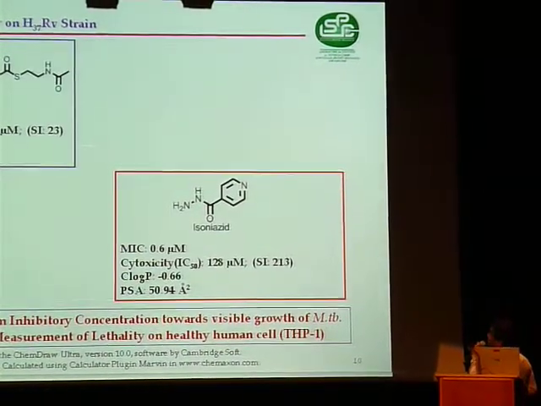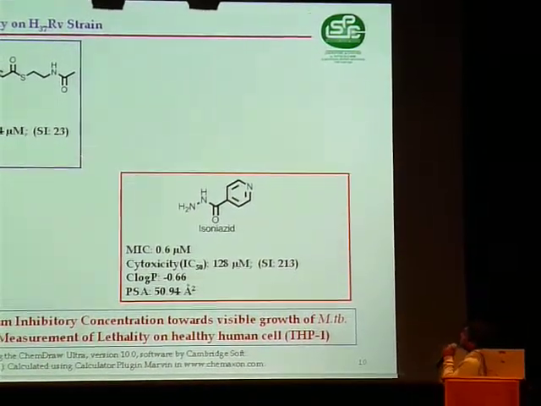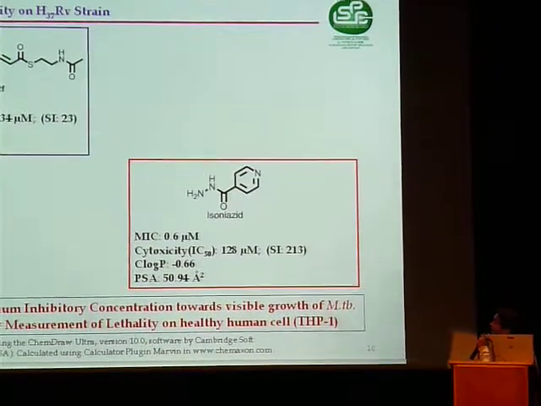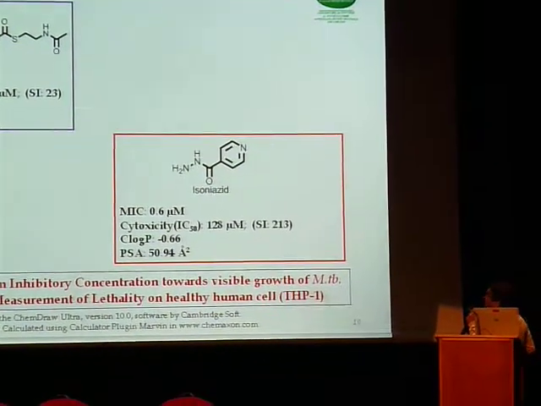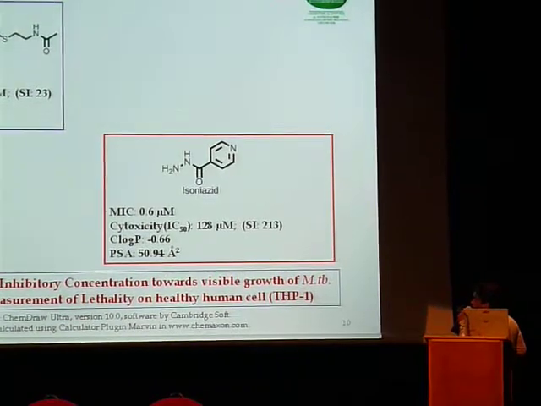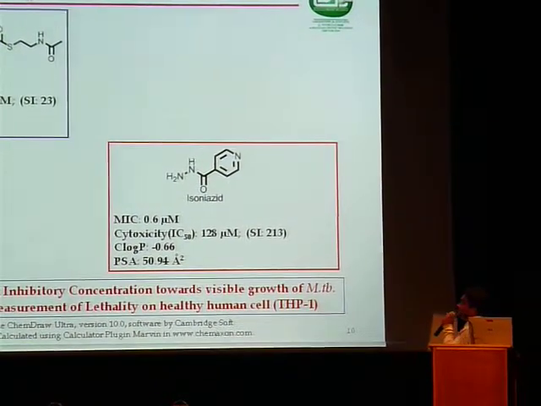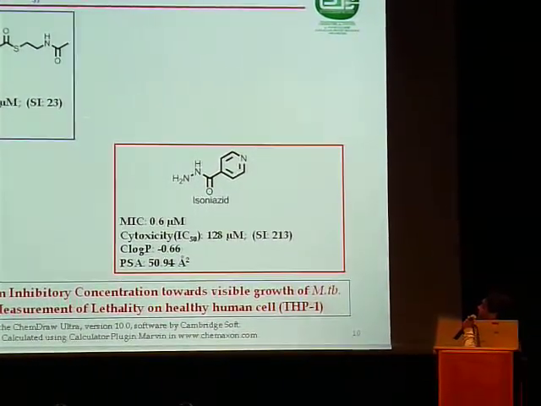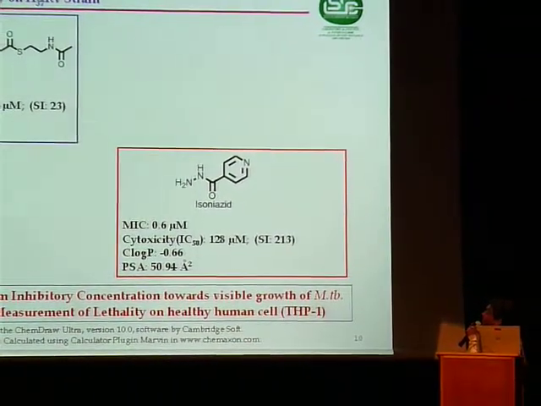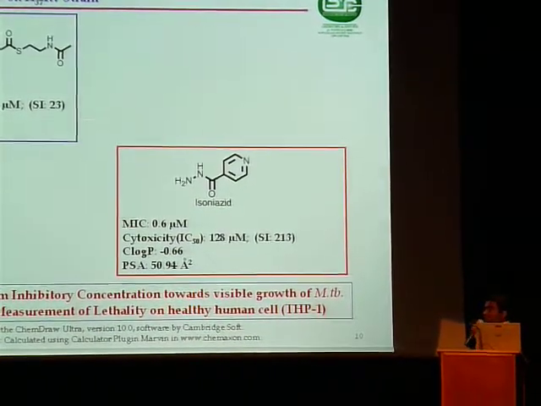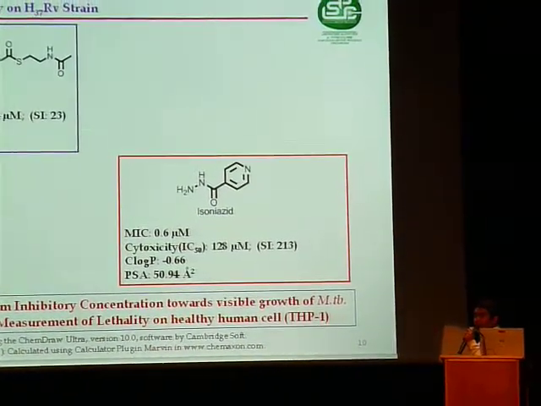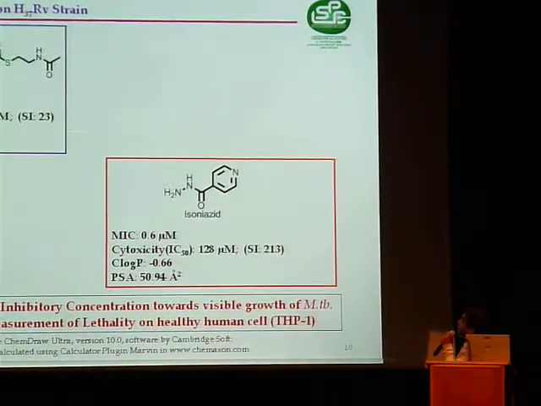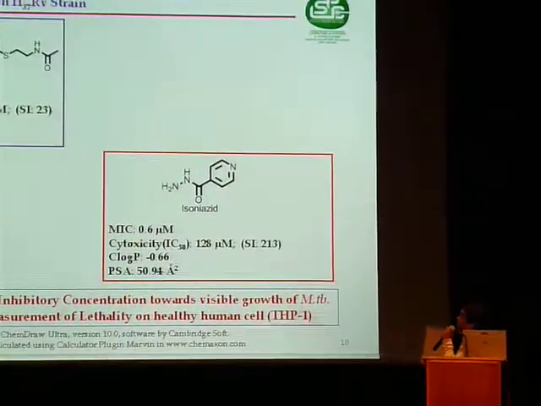So, among the synthesized compounds, first I must tell that we assess our biological activities with 4 parameters. MIC, which is the minimum inhibitory concentration for visible growth of MTB. Cytotoxicity, which is a measurement of lethality on healthy human cells. And these two are experimental parameters. And C log P and PSA, polar surface area, which is a measure of possible binding area for a protein to the molecule. And these two are theoretical values.